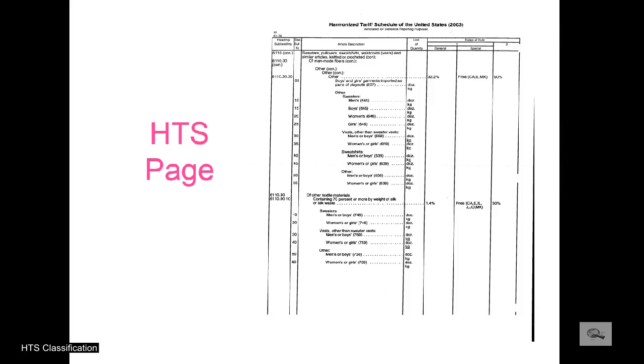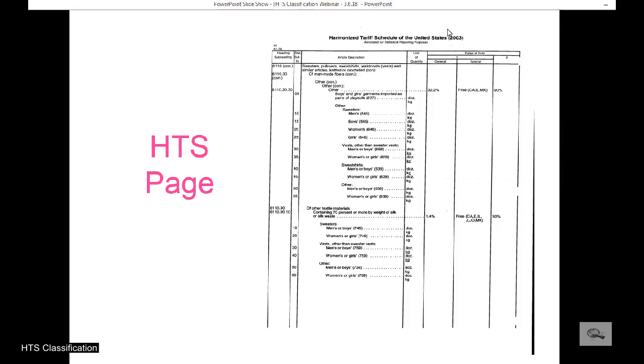Here's a page from the HTS US. Note the duty rates are in 3 columns: General, normal trade relations; Special, trade programs; and Column 2, which are nations that aren't normal trade relations. Notice the much higher duty rate for those nations that are not normal trade relations.